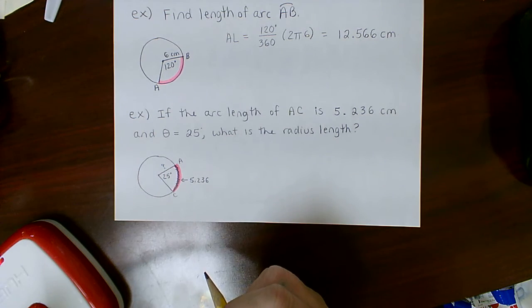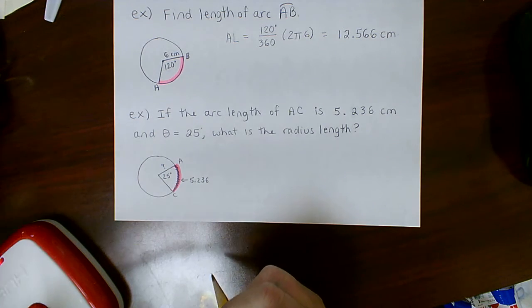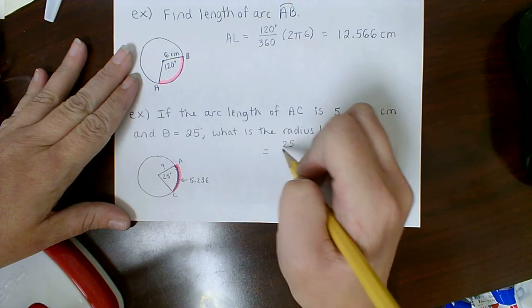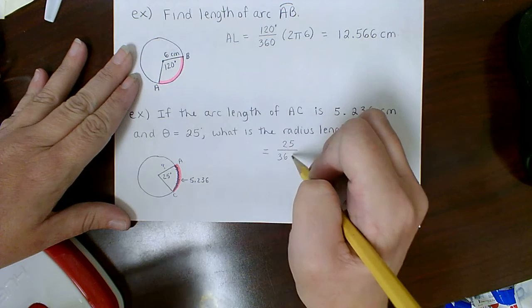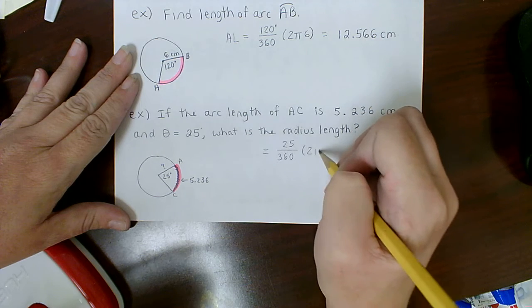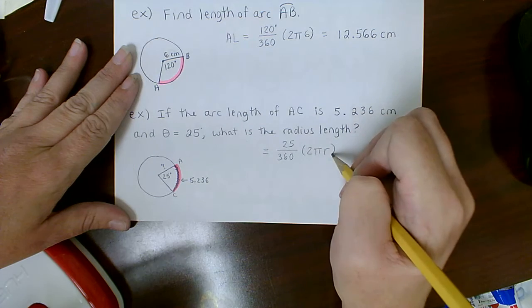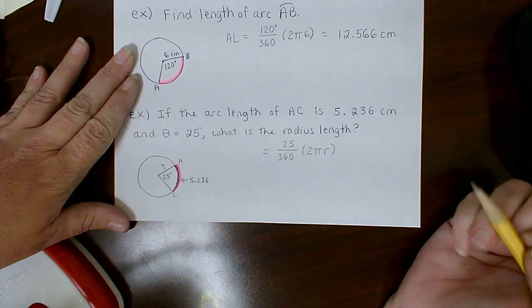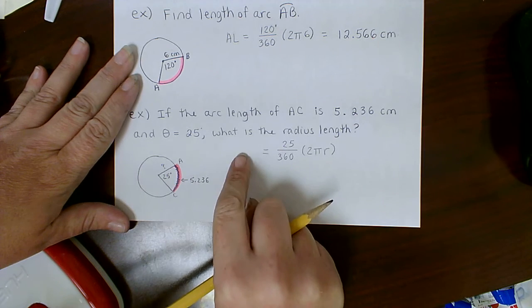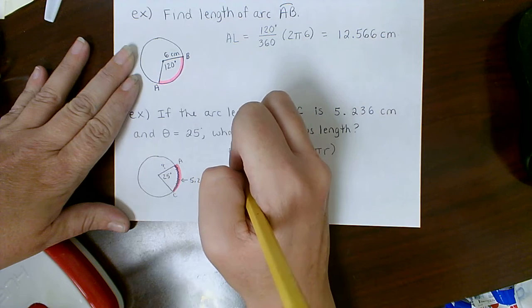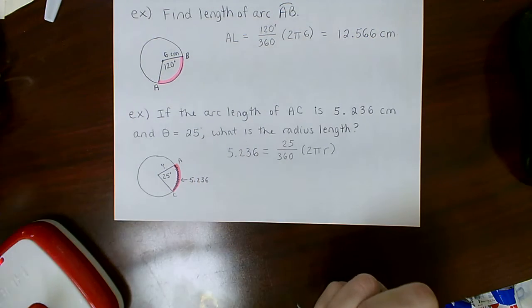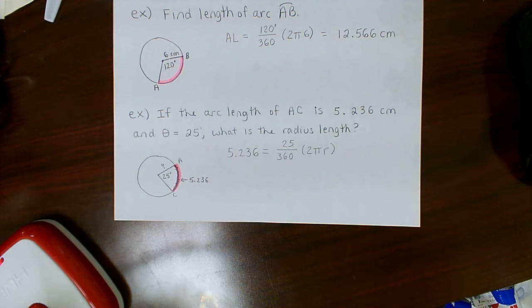I'm going to attempt to fill in the formula the best I can. I have the angle measure of 25. I do not have the radius, so the r is going to have to remain. So the question becomes, where do I put the 5.236? Well, that's going to go in for the AL. That's going to go in for the arc length. So it is possible to plug numbers into the other side of the equals. This takes a little bit of skill and a little bit of calculator practice.